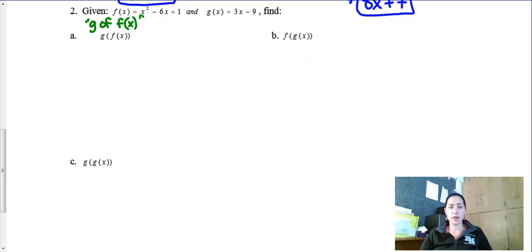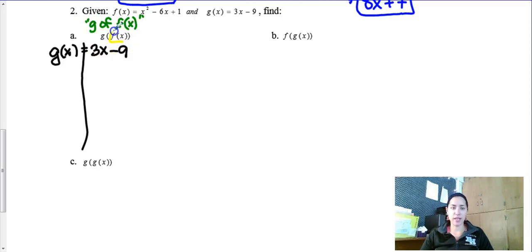So which function comes first? G of f of x. So G comes first. So I write G of x first. G of x equals 3x minus 9. Then I ask myself, what is the input? What is getting plugged into G? Well, let's see. G of f of x. So f of x is the input. That's what I'm plugging in.